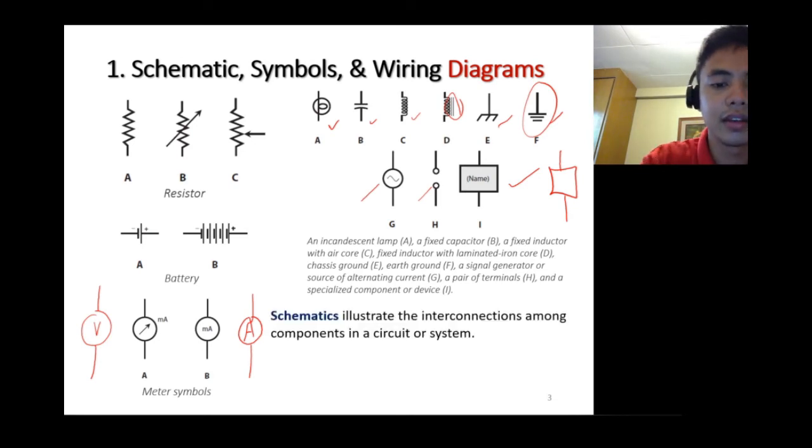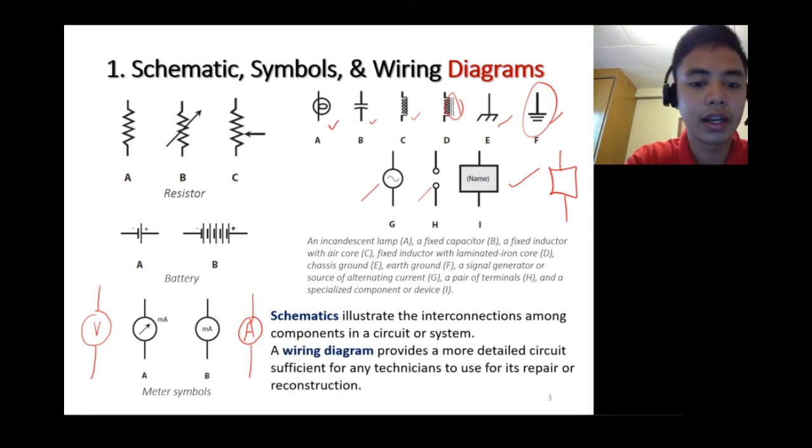Schematics illustrate the interconnection between components in a circuit or system, while a wiring diagram provides a more detailed circuit, sufficient for any technician to use for its repair or construction. Actually, you can interchange the two. Schematics is simply the interconnection between components in a circuit. A wiring diagram is also an interconnection, or schematic, but more detailed.